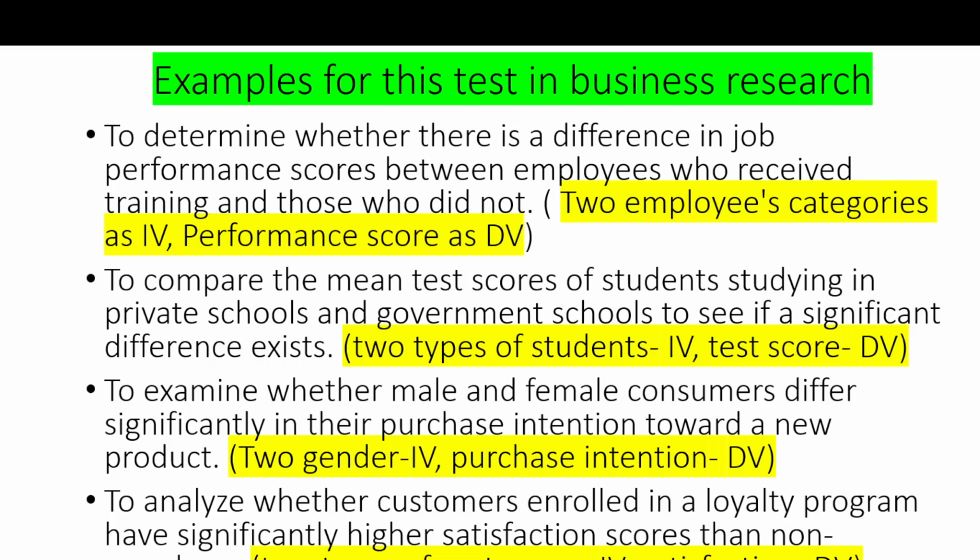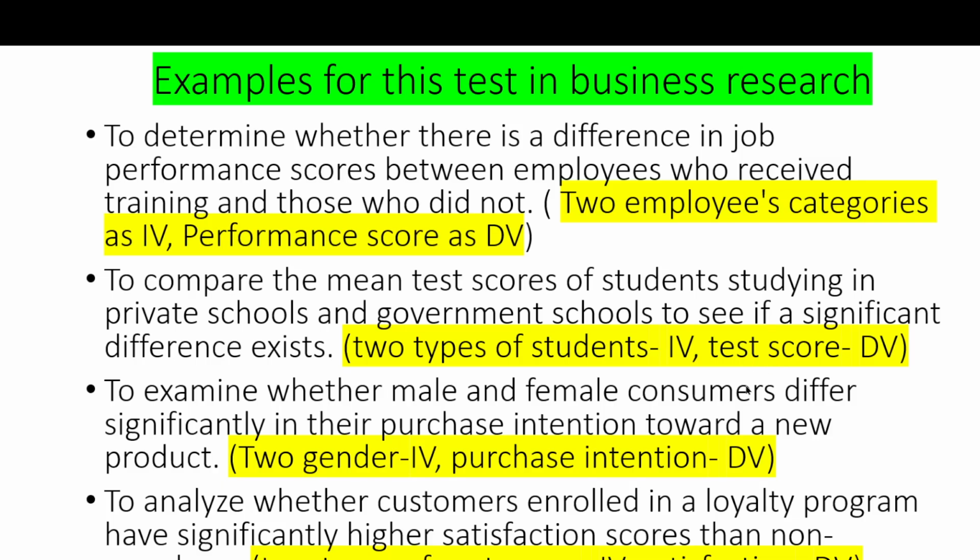Now, what are the examples for this test in business research? There are a few examples, such as to determine whether there is a difference in job performance scores between employees who received training and those who did not. It means there are two employee categories considered as an independent variable and performance score considered as a dependent variable. To compare the mean test score of students studying in private schools and government schools to see if a significant difference exists. Again, two types of students or populations are there. The first one is private school, second one is government school.